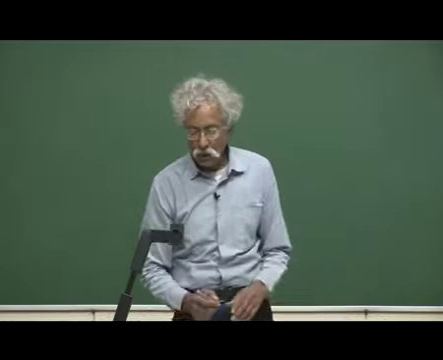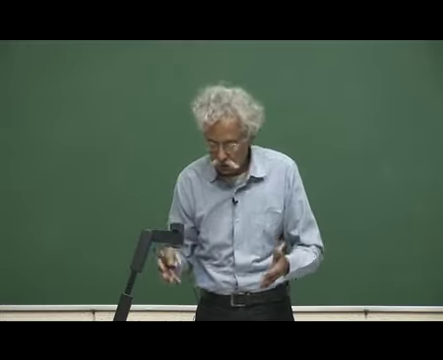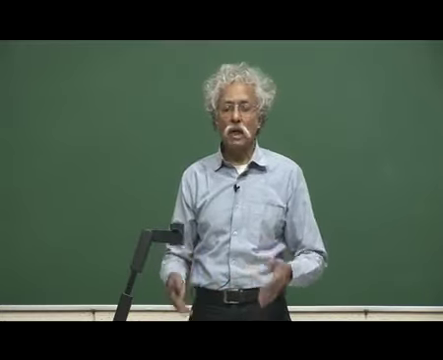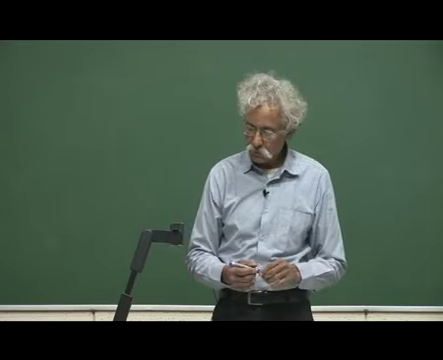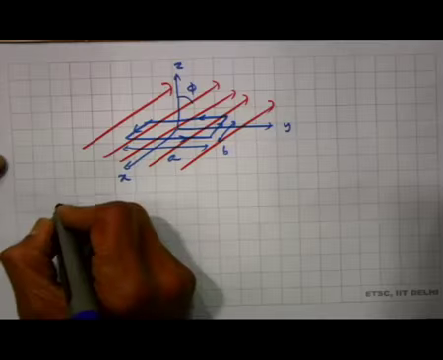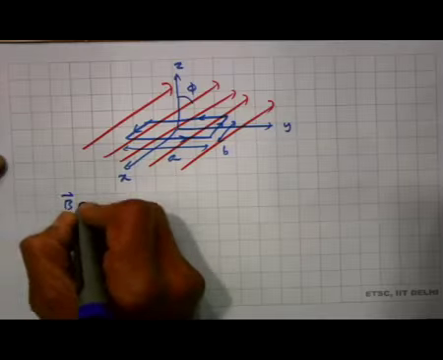I want to calculate what is the net force acting on this current loop and what is the net torque acting on this current loop. So, for this let me write down the magnetic field given in this figure here.